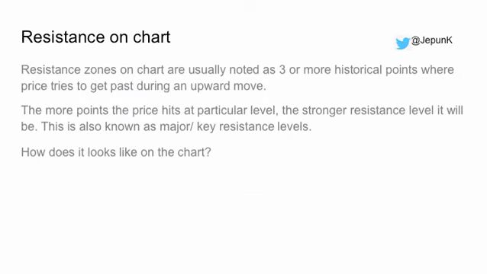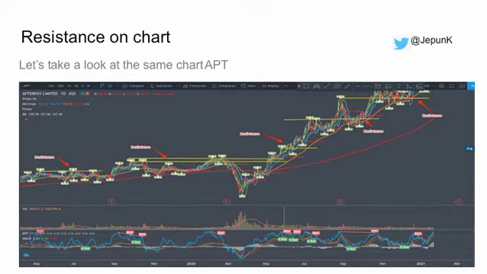Resistance zones on a chart are usually noted as 3 or more historical points where price tries to get past during an upward move. The more points the price hits at a particular level, the stronger the resistance level will be. This is also known as a major key resistance level. So let's see what it looks like on the charts. We've got APT again as a very good example.